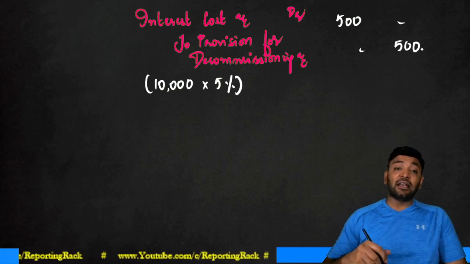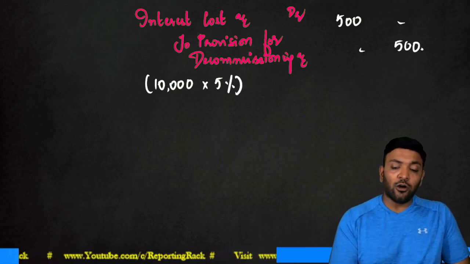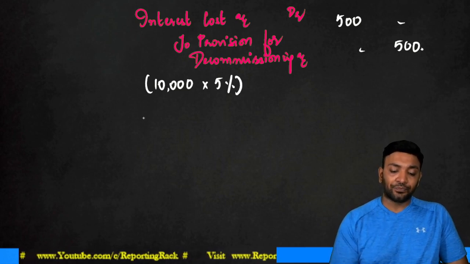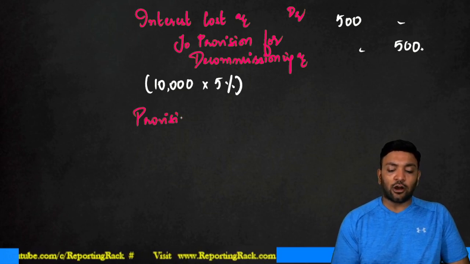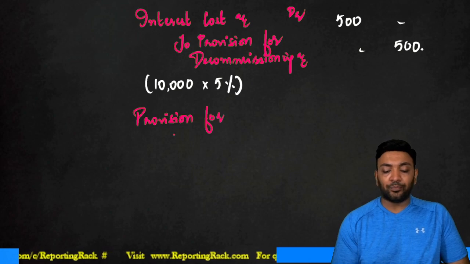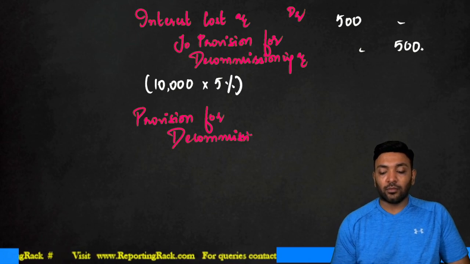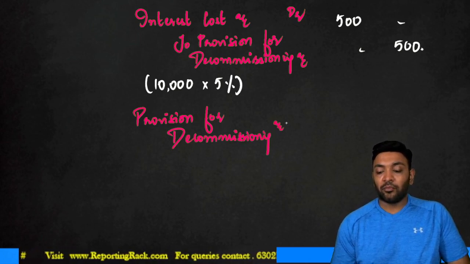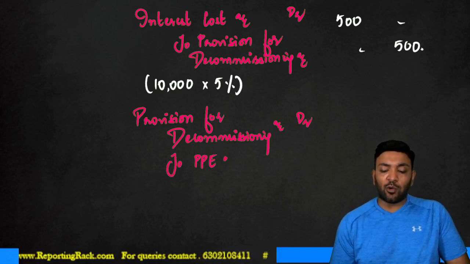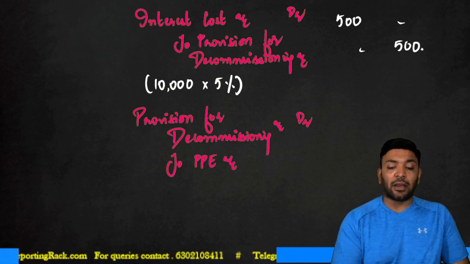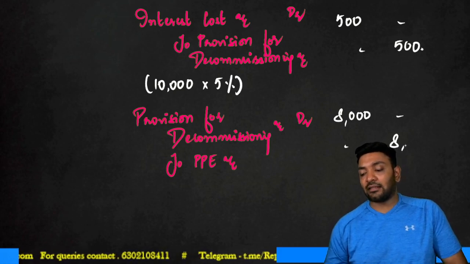This decommissioning liability has been reduced. How much reduced? 8,000. So therefore, I'll have to record the entry like this. Liability for decommissioning or provision for decommissioning account debit, to the value of property, plant and equipment, because it was earlier included in the property, plant and equipment, and the amount of reduction is 8,000.